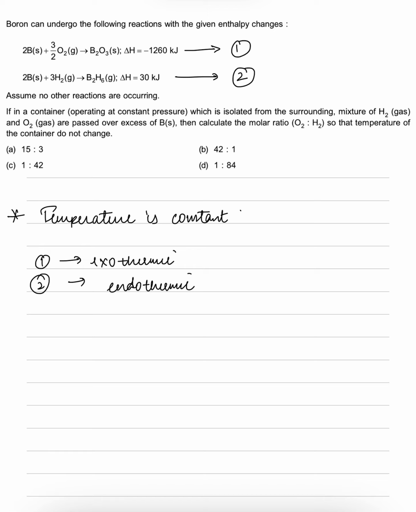In the first reaction, the boron is heated in the presence of oxygen and it is giving us B2O3. As we can see, the delta H is negative, therefore the first reaction is exothermic in nature. In the second reaction, boron is heated with hydrogen to form B2H6 and this reaction is endothermic because delta H is positive.